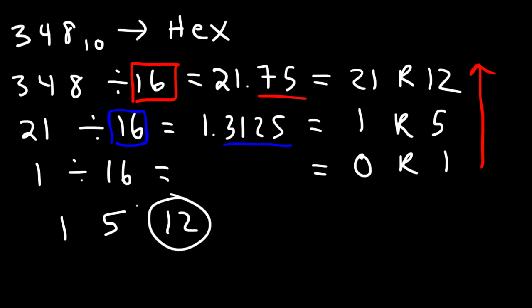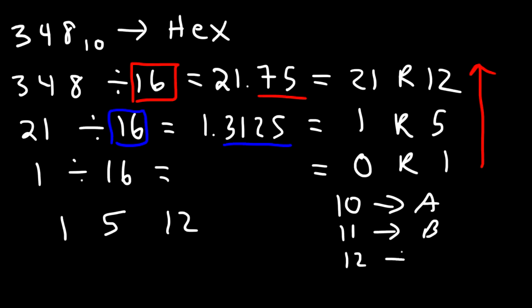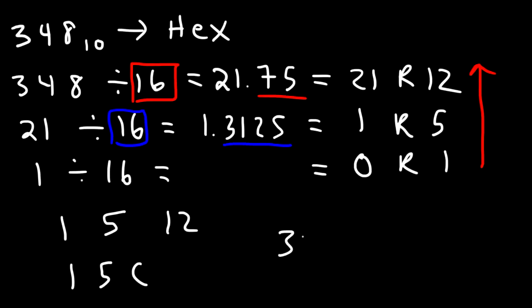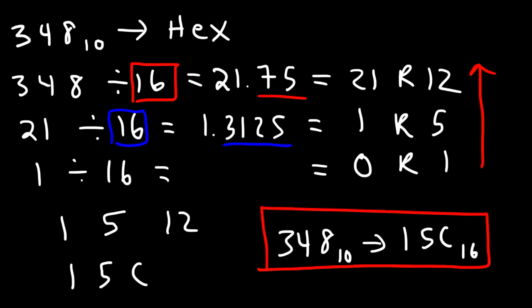Now 12, because it's larger than 9, we need to convert it to a letter. So remember, 10 corresponds to A, 11 corresponds to B, and 12 corresponds to C. So it's 1, 5, C. So therefore, we could say this: 348 in the base 10 system is 1, 5, C in the base 16 system. And so that's how we can convert a decimal number into a hexadecimal number using successive division.